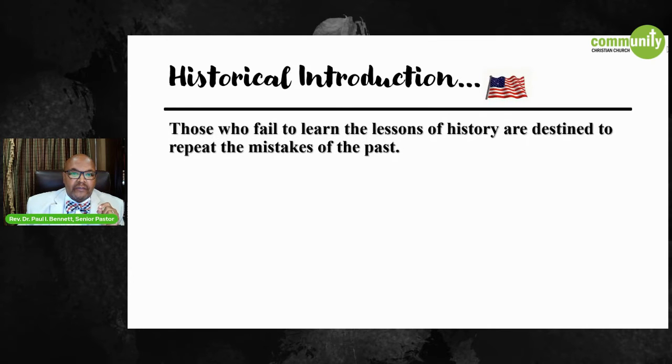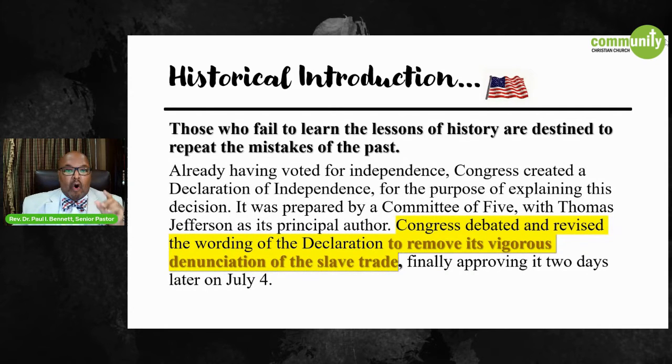Those who fail to learn the lessons of history are destined to repeat the mistakes of the past. Stay with me, I'm going somewhere. Already having voted for independence, Congress created what we call the Declaration of Independence for the explicit purpose of explaining this decision. It was prepared by a committee of 5. I'm not going into that, but I did want to highlight the fact that Thomas Jefferson is the principal author.